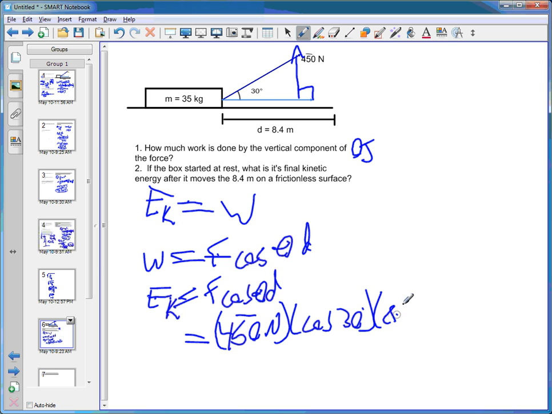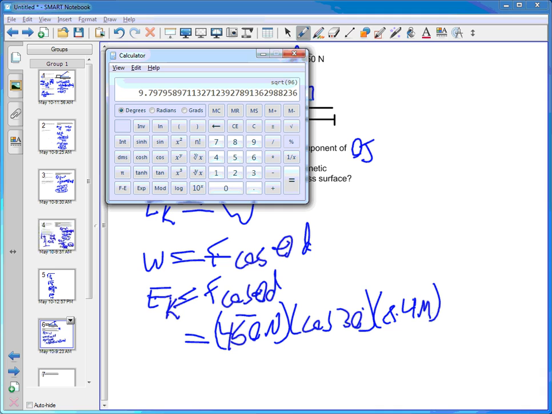Cos 30 times 450 newtons times 8.4 meters, I get 3,273.57, etc. Newton meters, right? Newton meters or joules. Okay, this is rounded to the 5 here, so that's 2 significant figures. The angle has 2 significant figures. The distance has 2 significant figures. The answer has 2 significant figures.